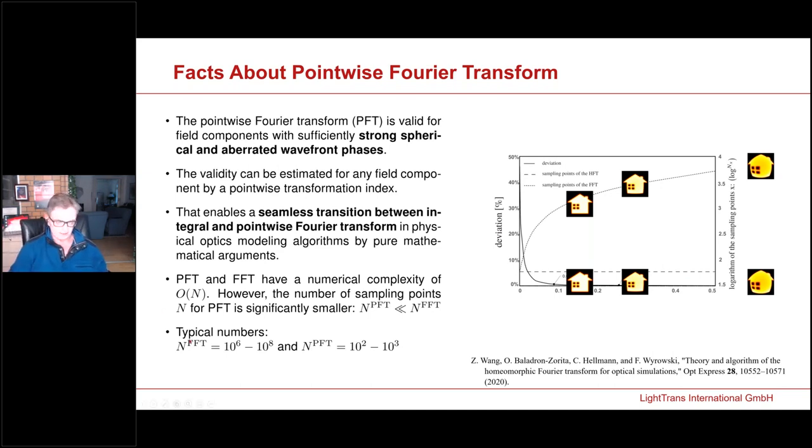That means if you have typical numbers of FFT from 10 to the 6 to 10 to the 8, 1,000 times 1,000 or 10,000 times 10,000 pixels, then you have in the PFT just 10 to the power of 2 to 100 to 1,000, not more. It means here we really talk about several orders of magnitude, which is very, very essential to be fast. So linear is fast already, but smaller n is even better.